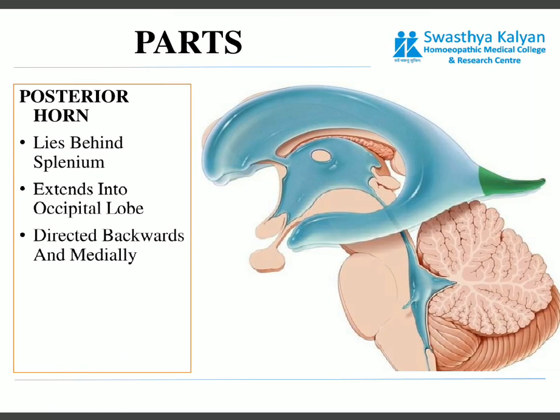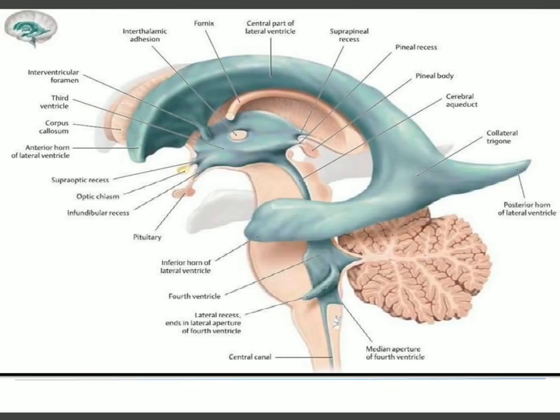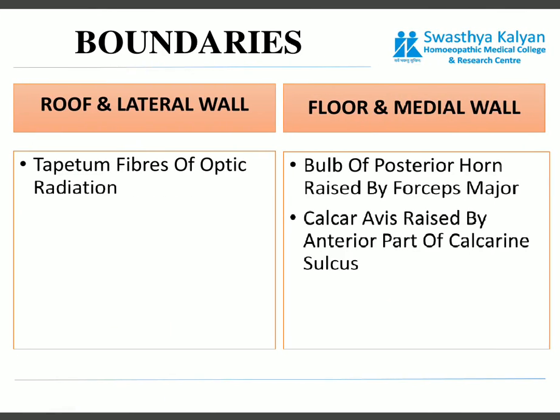The posterior horn lies behind the splenium of the corpus callosum. As you can see, it lies behind this. The posterior horn extends into the occipital lobe, and it is directed backwards and medially. In this figure also you can see the posterior horn. The boundaries, that is the roof and lateral wall, are formed by tapetum fibers of the optic radiation.